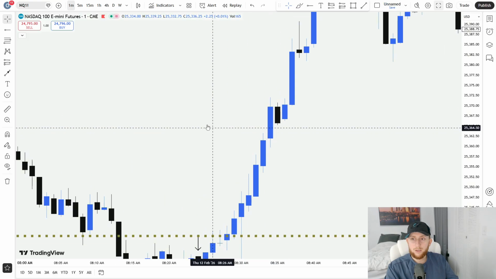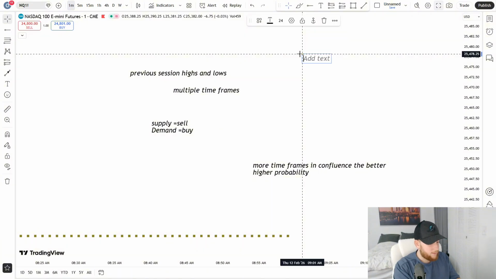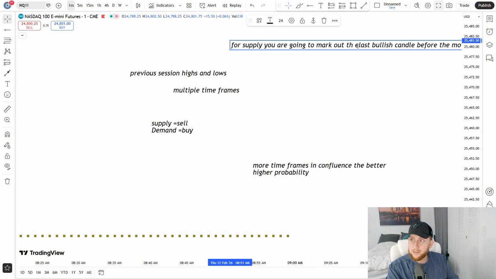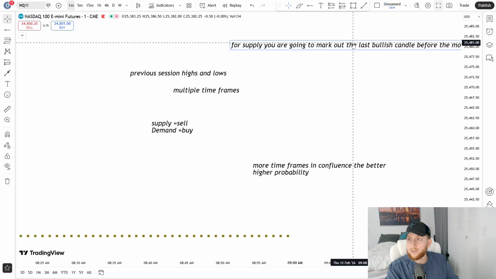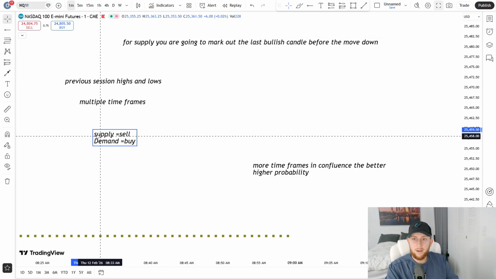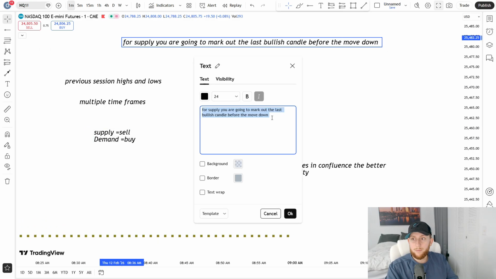Make sense? So let me go ahead and write that down for you guys so you guys know. For supply, you are going to mark out the last bullish candle before the move down. Look at this. My typing skills are not the best, but that's exactly what we're doing. For supply, you're going to mark out the last bullish candle before the move down. And for demand, we're going to put this.